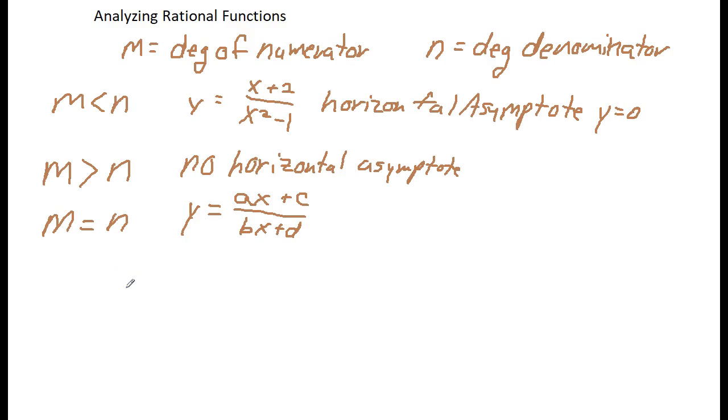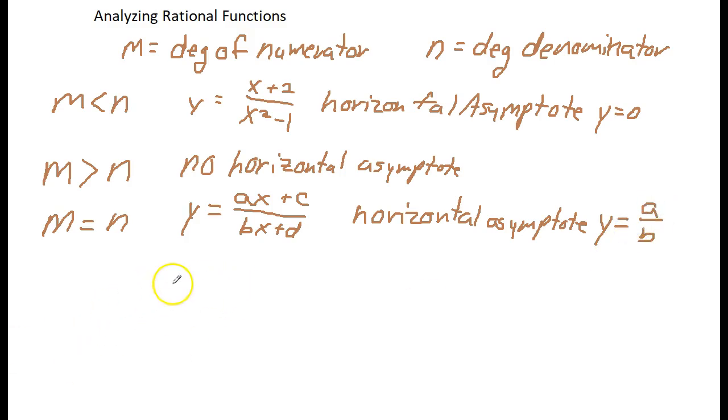Same degree. Then your horizontal asymptote is going to be the ratio of your leading coefficients. In other words, the coefficient in front of the letter with the biggest exponent, which would be a, and then b for the denominator. You would have a horizontal asymptote, and it would be the line y equals a over b.